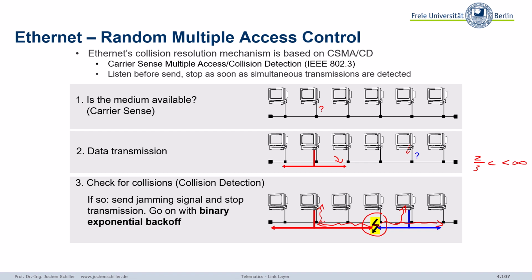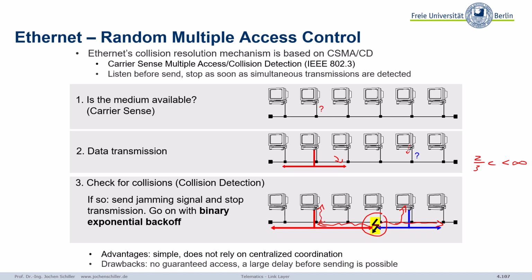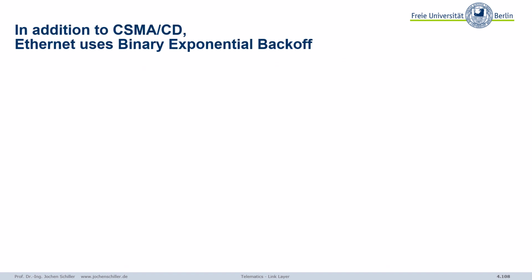We had a look into this. So this is very simple. We do not have any centralized coordination here. There are drawbacks, as we learned: no guaranteed access, and it could be the case, depending on the traffic on this wire, that there's a large delay, so you have to wait a long time before you're allowed to send. Okay, so it's simple, this is why it's used, but you cannot guarantee anything.